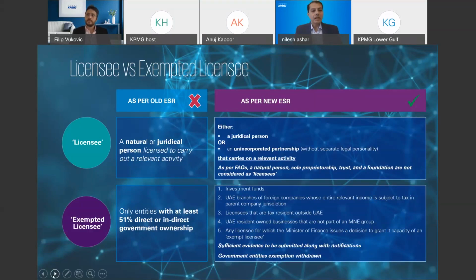And then there's a fifth category which gives the Ministry of Finance the ability to include any other licensee or category of licensee in an exempted list. One I suspect will develop going forward.